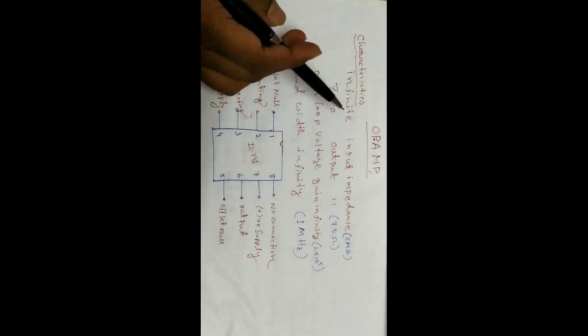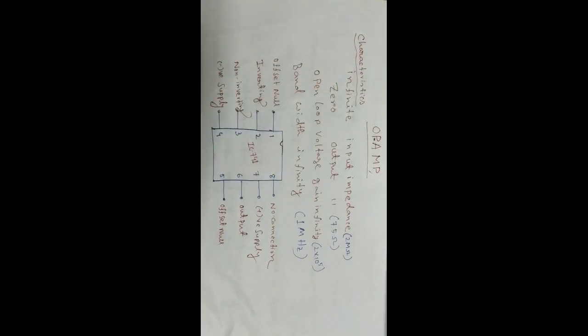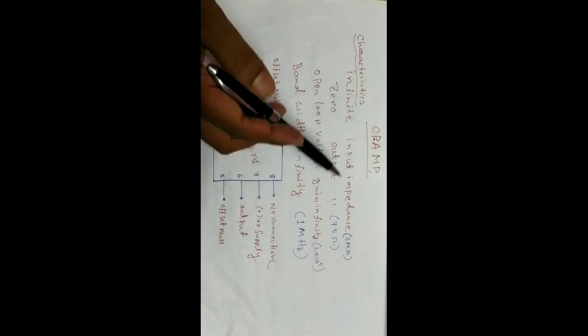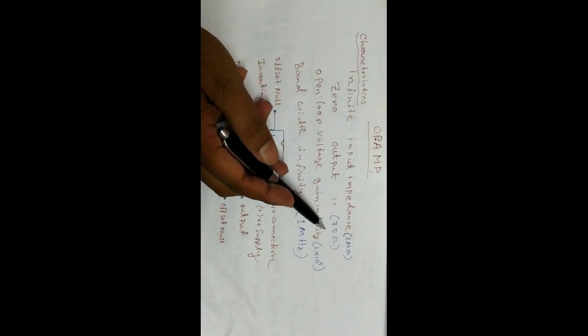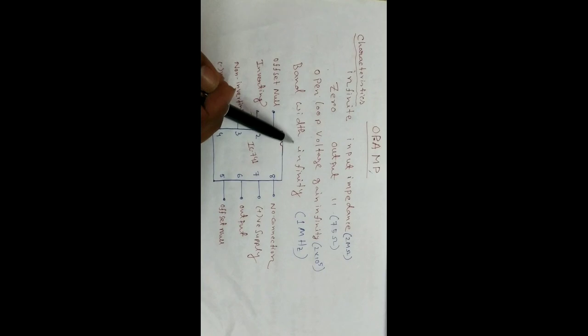That is for an ideal op-amp. But a practical op-amp does not have infinite input impedance; it is 2 mega ohm. For an ideal op-amp output impedance is 0, but for a practical op-amp the output impedance is 75 ohm. Open loop voltage gain is infinity, but for a practical op-amp it is 5 into 10 to the power 5, and bandwidth is 1 megahertz. Now we give you a basic structure of op-amp.